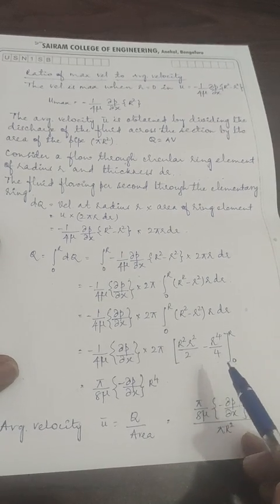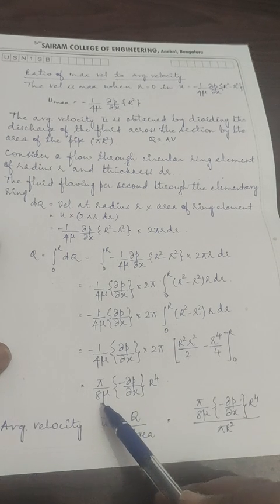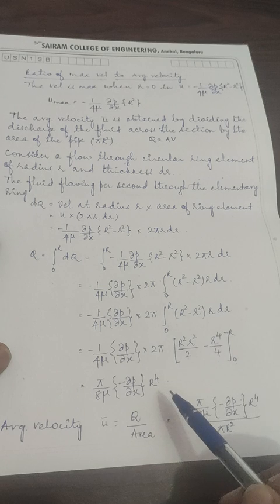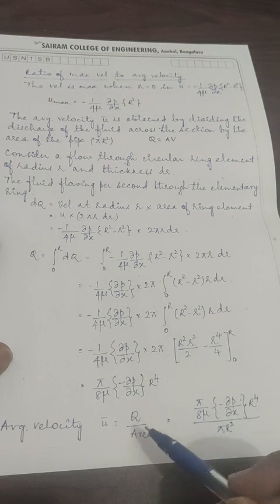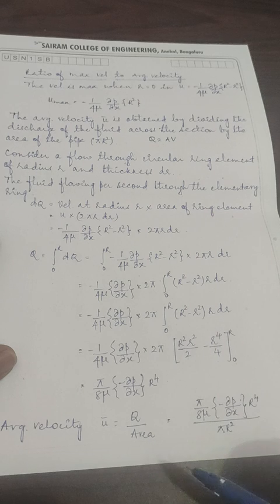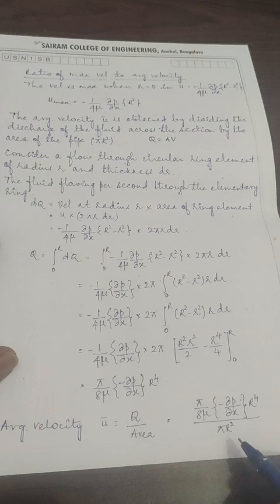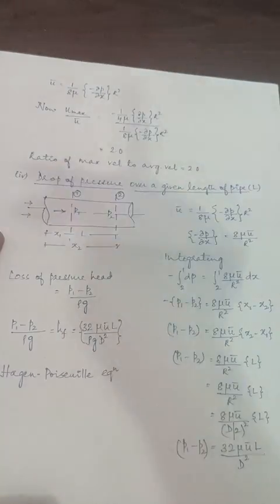On simplifying, the discharge Q obtained is pi by 8 mu of minus del P by del X into r to the power of 4. Now average velocity U bar is equal to Q, that is the discharge, divided by area. So Q, what we obtained is written here, and the area of the pipe is pi into r square. Simplifying that, we get the average velocity.